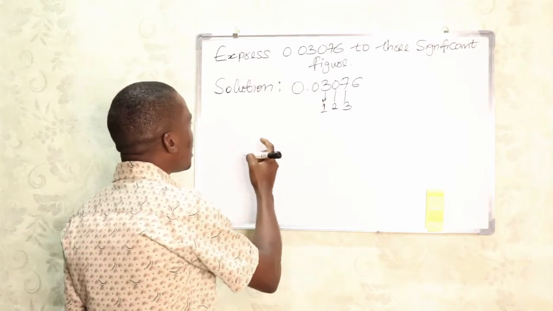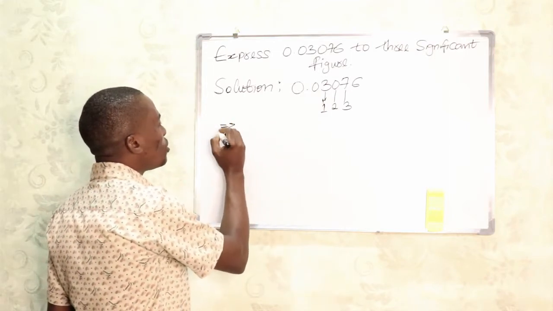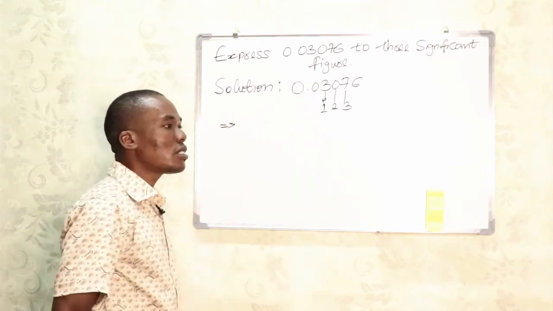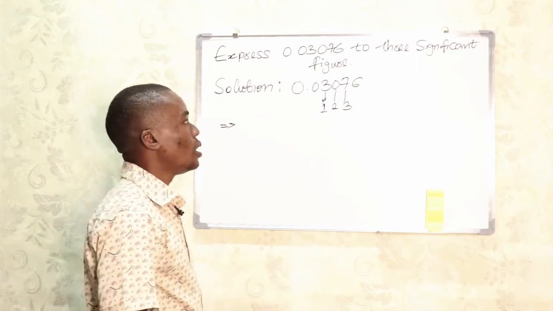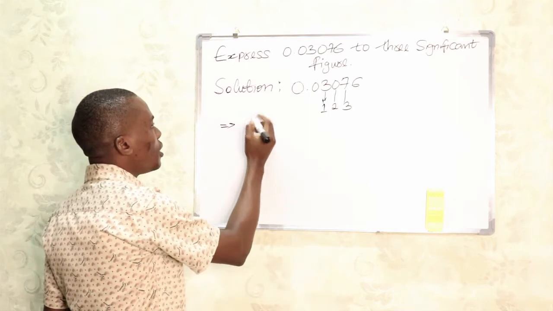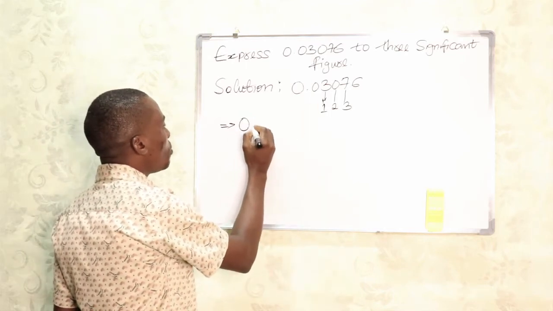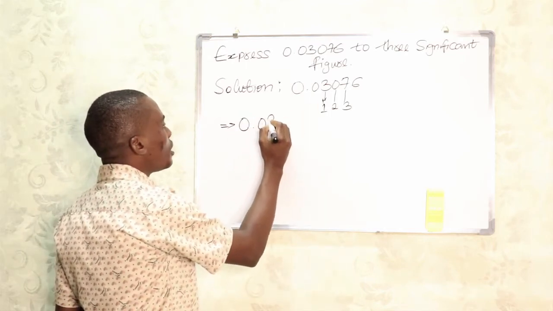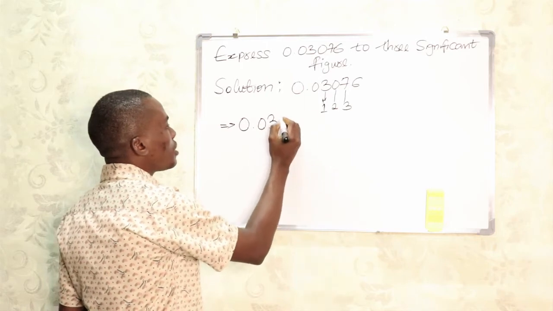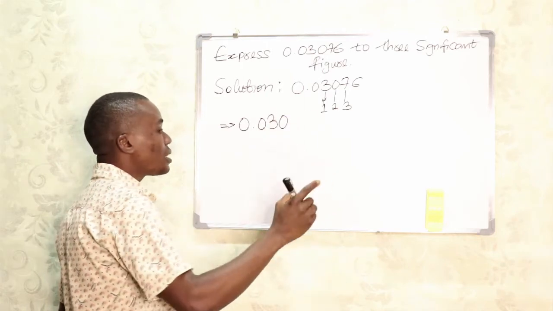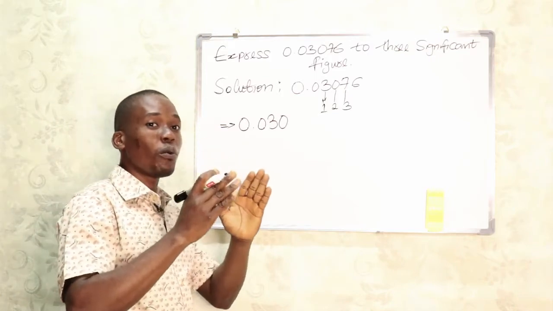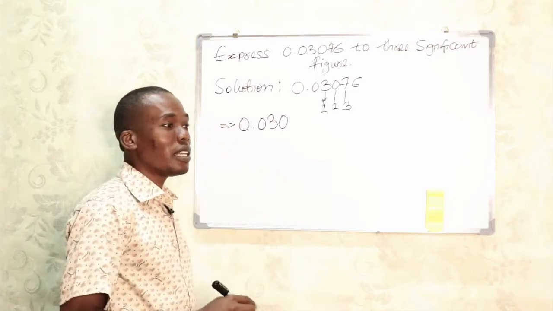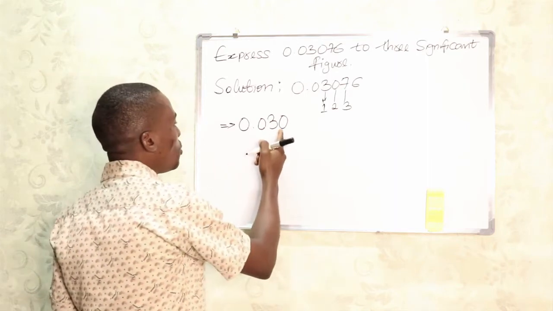So looking at that, we are not going to include the 0 because it is not a figure, it is not a non-zero value. So the first significant figure is 3. So we have 0.03. The next value is 0. Remember, we said zeros in between such values can also be counted. Remember our second keynote. Now this 0 will be counted.